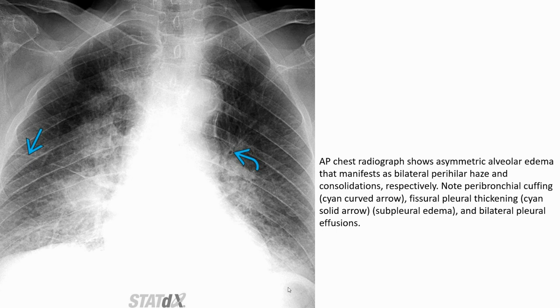Second chest radiograph, so asymmetric alveolar edema that manifests as bilateral perihilar and consolidation respectively. Also peribronchial cuffing, fissural pleural thickening, and bilateral pleural effusion.